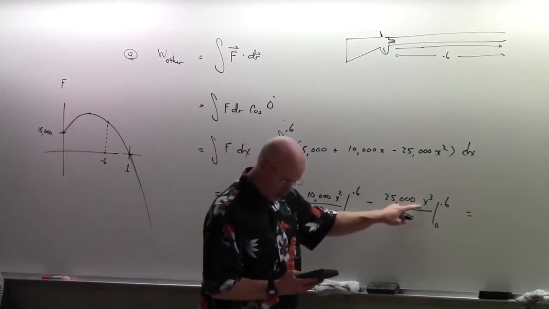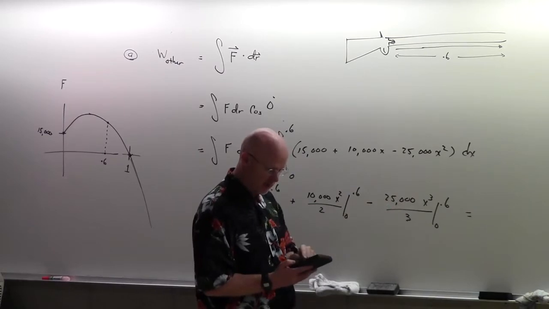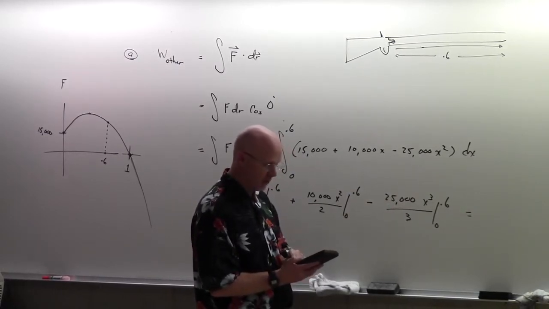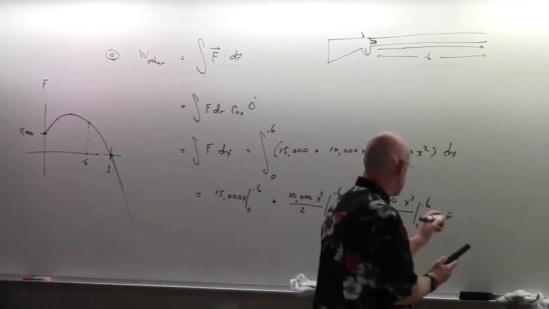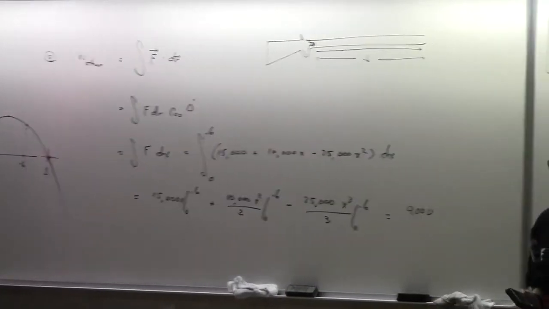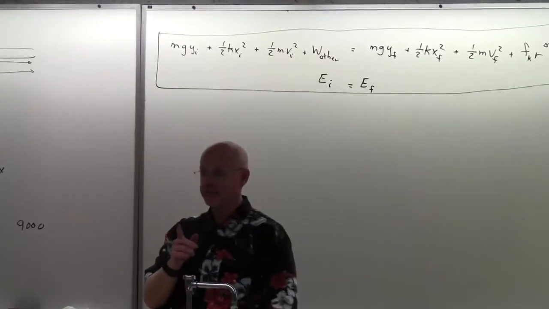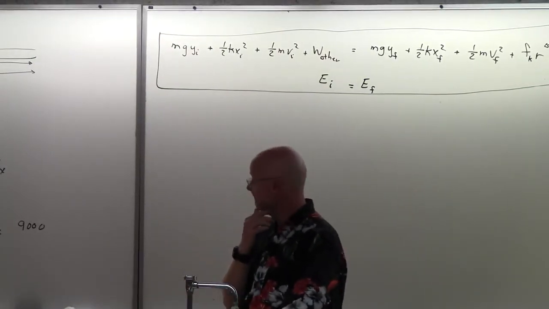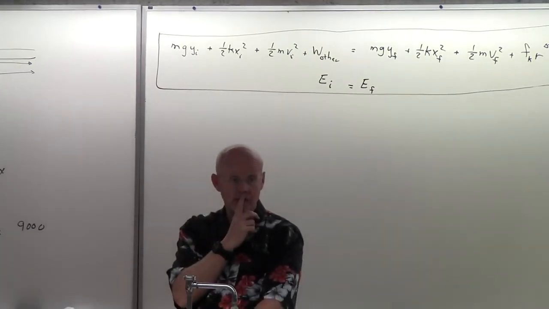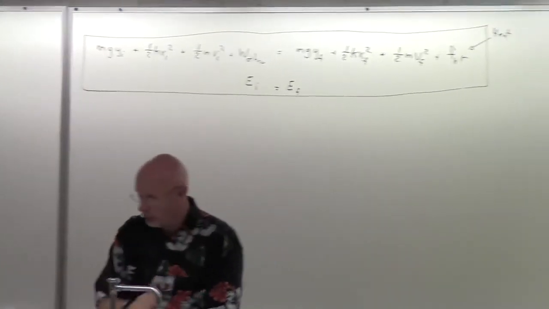And then I would go times 0.6 cubed. And so I should get the number 9,000. 9,000 what? Not watts, joules, right?